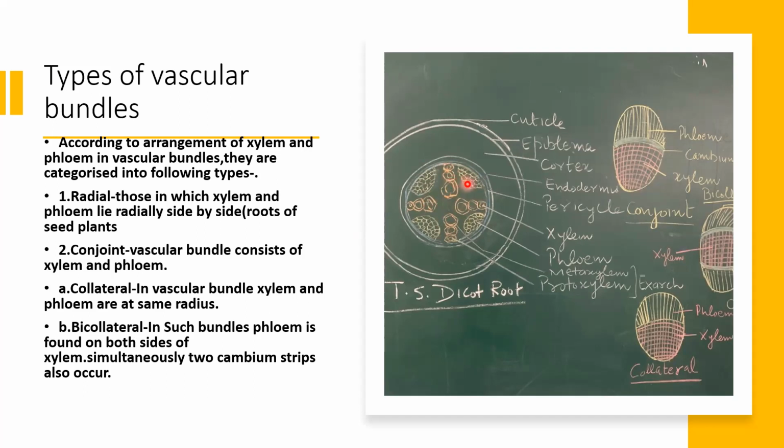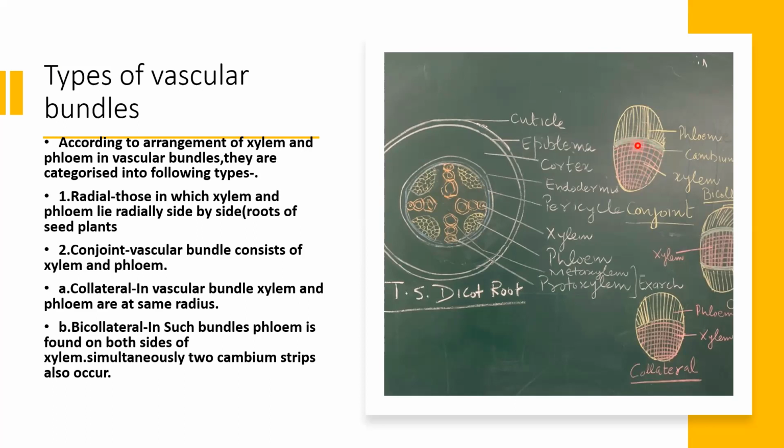Now, in case of stems of various plants, monocot or dicot, we'll see that vascular bundles are there carrying the vascular tissue. Now, this is the xylem and this is the phloem. If in a vascular bundle, both xylem and phloem are present, we will use the word conjoint, meaning both are present, xylem as well as phloem. Here we can also see the cambium strip. Cambium is the meristematic tissue present between the xylem and the phloem.